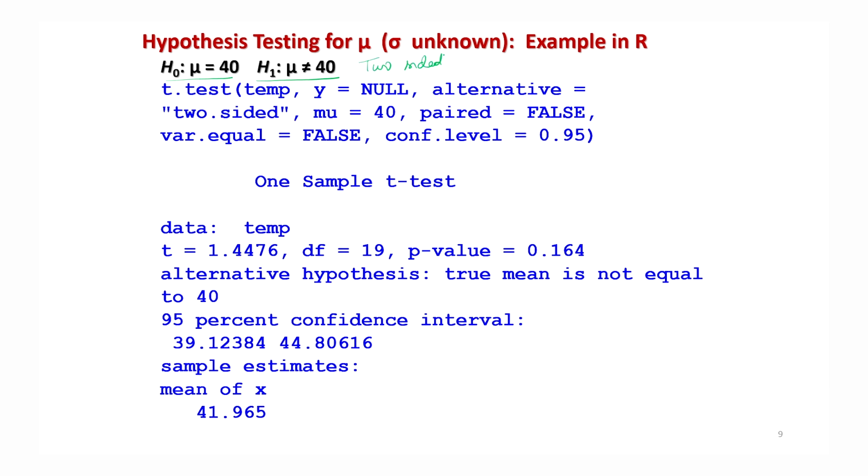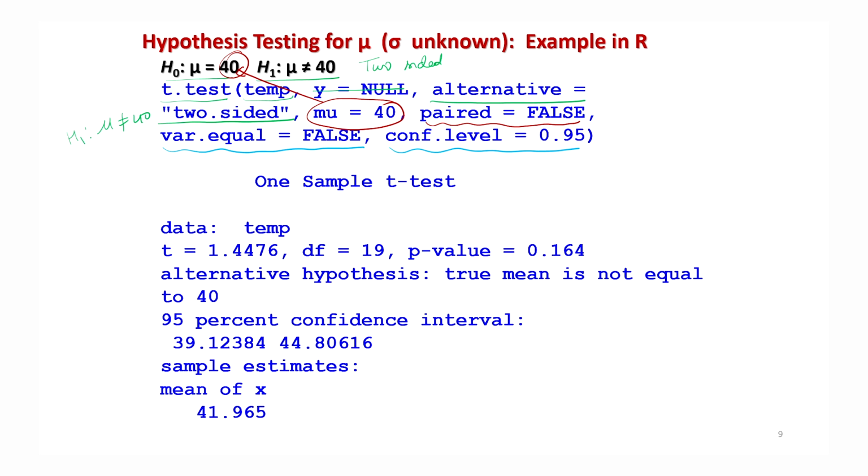Now if you use the command t.test, you know what x is: this is temp, the data vector. Y is NULL because you are considering a one-sample test. The alternative will be two-sided because here mu is not equal to 40, which is your H1. Mu here is 40, coming from H0. Paired equal to FALSE because it is a one sample, you don't have paired data. Then var.equal equal to FALSE because you have only one sample. And the confidence level is 1 minus alpha, which is 0.95.